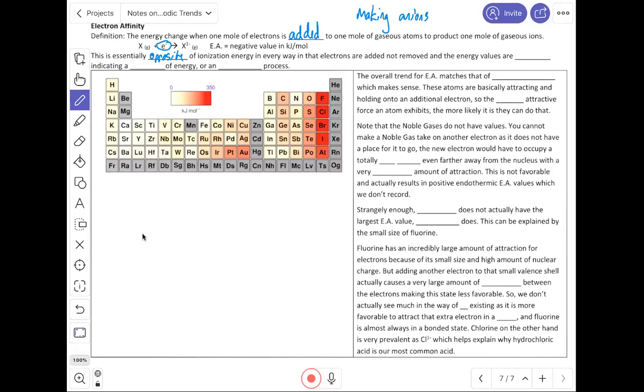And so everything here is opposite, meaning the things that want to lose electrons are the opposite of the things that want to gain electrons. The energy values are going to be negative here, because the creation of an anion is considered to have a release of energy. This is an exothermic process. Exo meaning out, meaning negative.